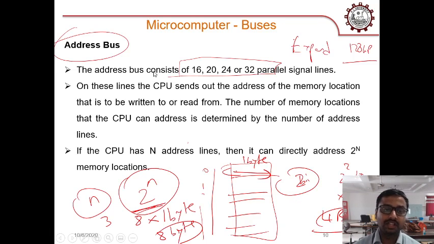So this is the introduction about the organization of your computer and how they interact with each other.